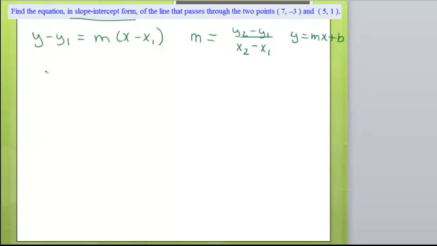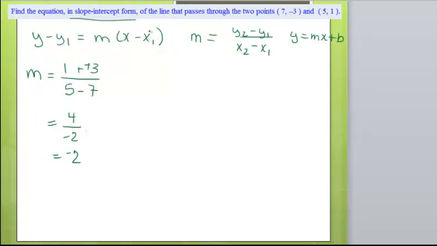Okay, let's get started. So your slope is equal to, I'll use this as point 2 and this is point 1. So y2, oops, I can't read that because I wrote over it. There we go. y2 minus y1 over x2 minus x1. So we'll end up with 4 over 5 minus 7 is negative 2. So our slope is going to be negative 2.